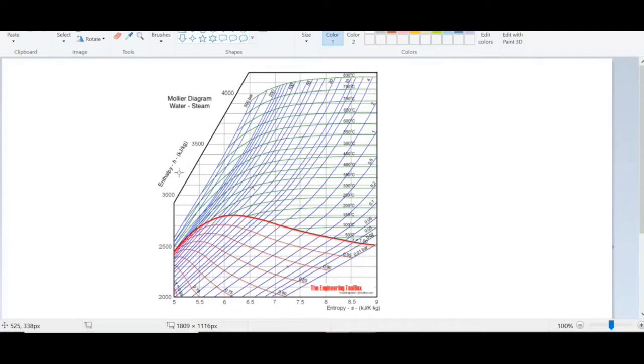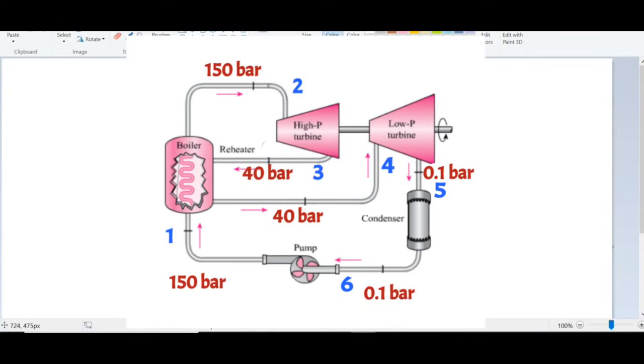This is the Mollier diagram. On the vertical line, enthalpy H in kilojoule per kilogram is given. On the horizontal line, entropy S in kilojoule per kilogram Kelvin is given. These blue lines are the pressure lines, and pressure is given in bar. These horizontal green lines are the temperature lines, and temperature is given in degrees Celsius. This dark red line is the saturation line.